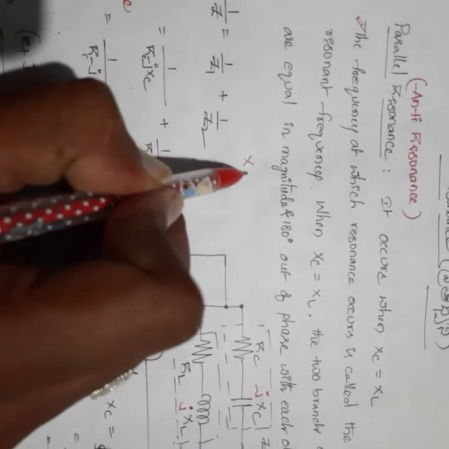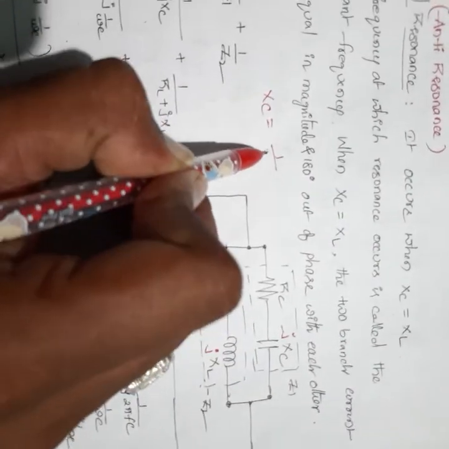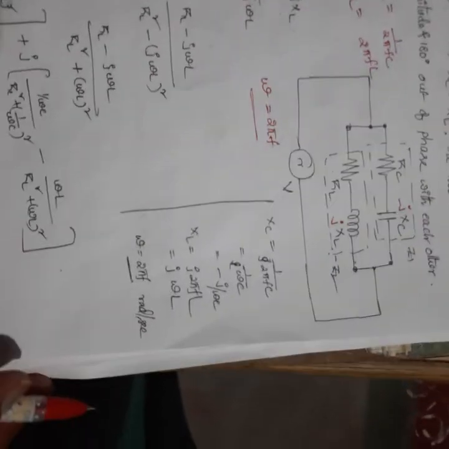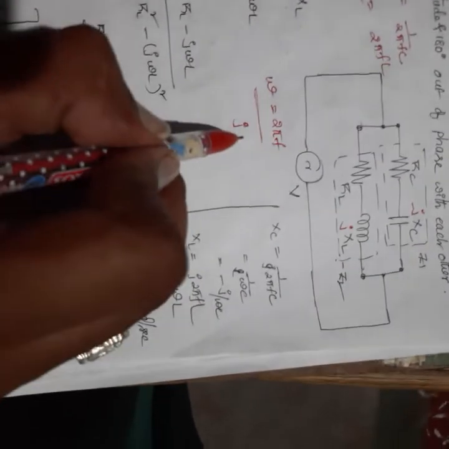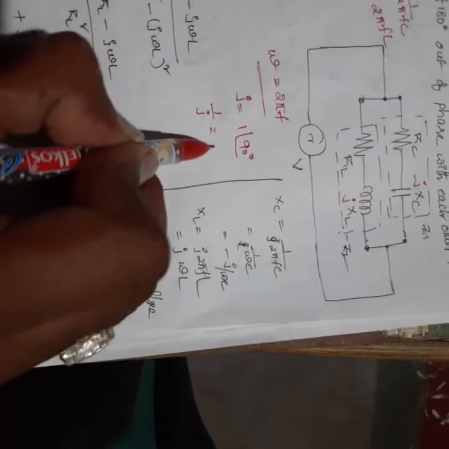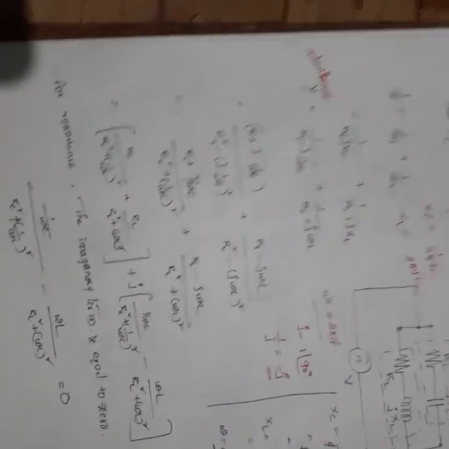Here XC is nothing but 1 by 2 pi FC, and XL is nothing but 2 pi FL, where omega is nothing but 2 pi F. The j factor is an imaginary term, which represents 1 at an angle of 90 degrees, so it shifts the phase angle. 1 by j is rewritten as minus j. It is an imaginary term, and that is how Y is calculated.